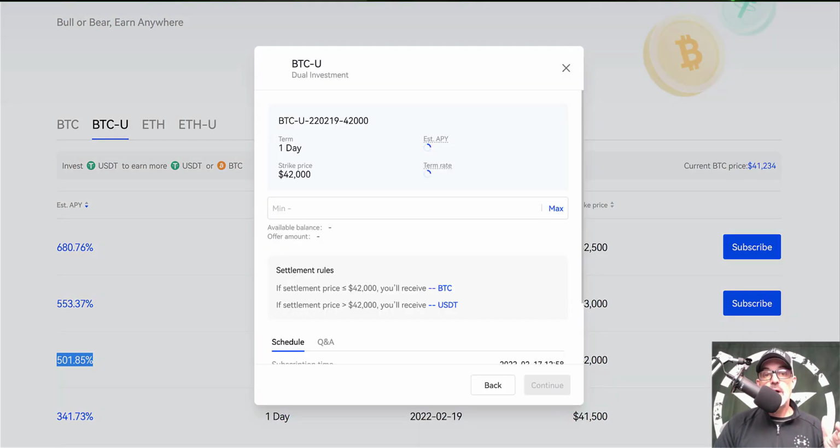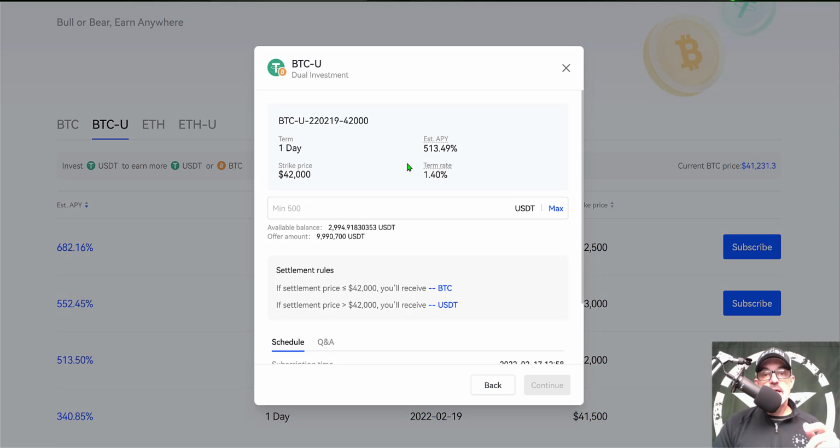So if you click subscribe, you can see the one-day term rate just ticked up a little, and it would be 1.4%, assuming that the strike price of 42,000 was met. Now, the minimum investment amount is 500 USDT in this case.